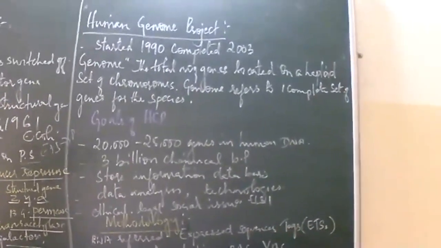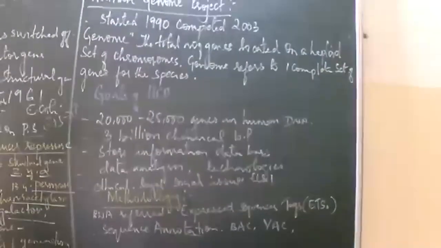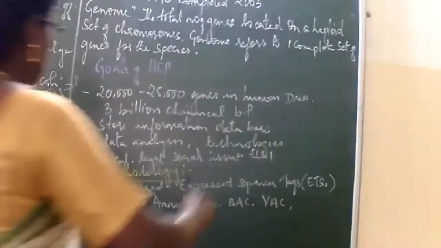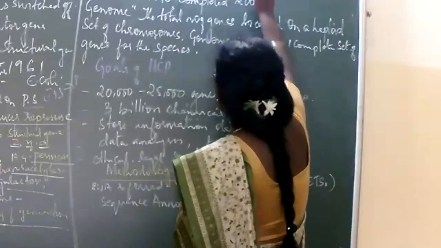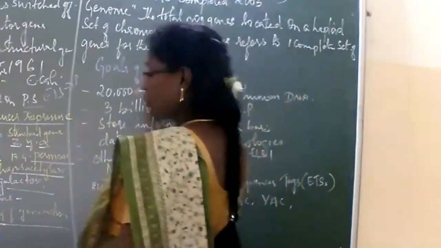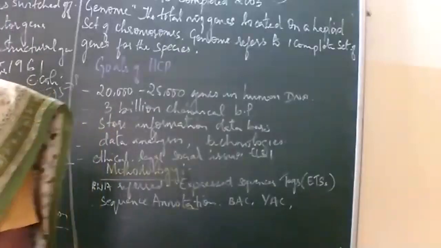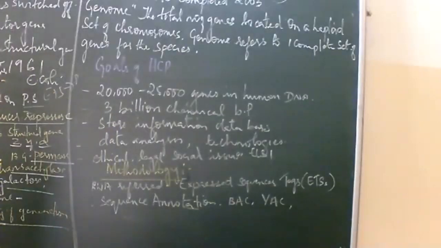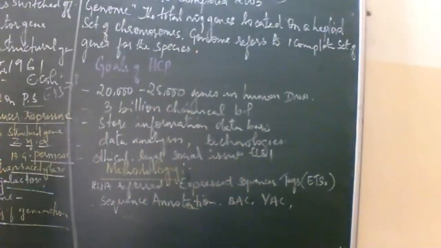The human genome project is the next concept. So, what is this human genome project? HGP. We are telling it is a scientific project concerned with the study of the base sequence of DNA molecules of a complete set of chromosomes.